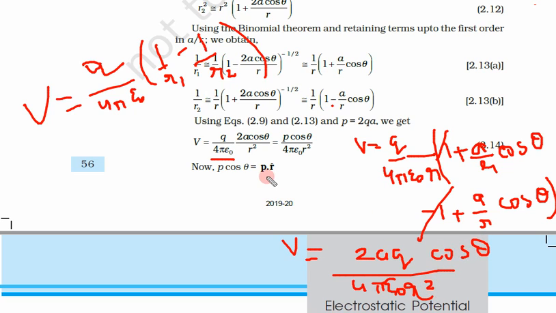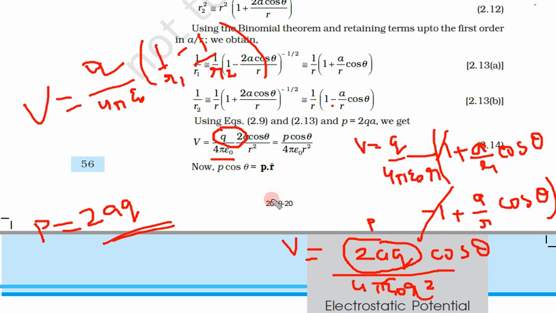And we know that this 2aq is p. We know dipole moment p is equal to 2a into q. So applying p instead of this, this will become p cos theta upon 4 pi epsilon naught r square.